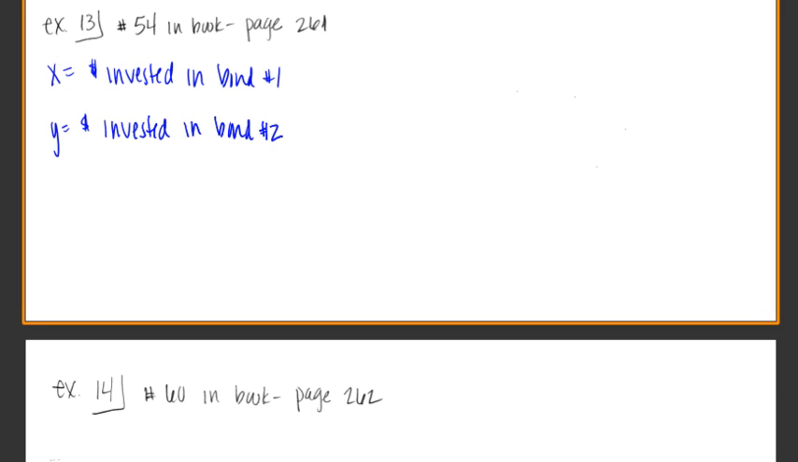Okay, in that very first sentence, we have to form 2 equations because we have 2 variables. So Kelly has a total of $30,000 invested. Well, if X represents the dollar amount invested in the first bond, and Y is the dollar amount invested in the second bond, then dollar amount plus dollar amount equals total dollar amount, which is $30,000.